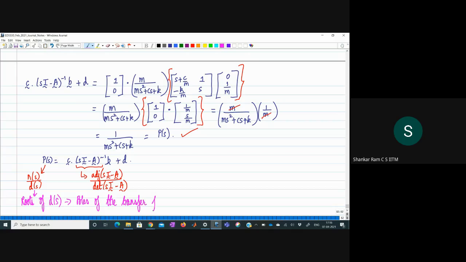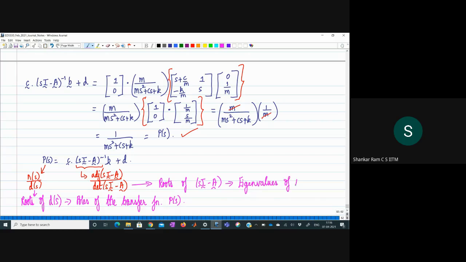The roots of the polynomial d of s are nothing but the poles of the transfer function p of s. On the right hand side, we have determinant of sI minus A in the denominator, and the roots of determinant of sI minus A, what are they called? They would be the eigenvalues of A, right?